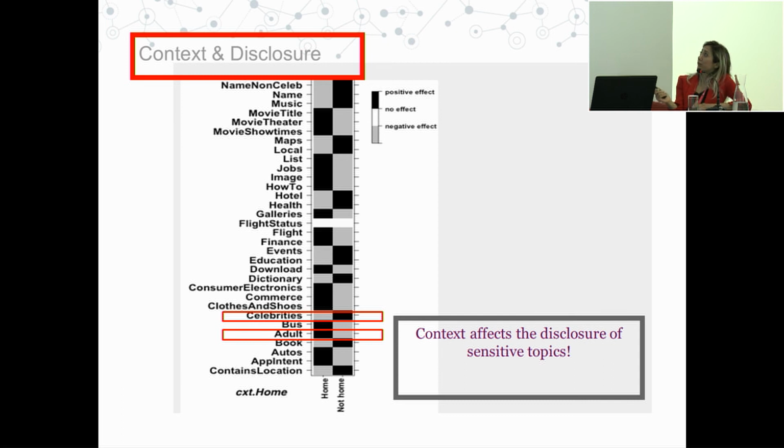But other topics, like the flight status topic, do not seem to be affected by either of these contexts. It is the same. People disclose the same amount across these two contexts, and that's quite an interesting finding, because it also suggests that the context seems to be involved in the process of deciding what is appropriate to disclose or not. If it weren't, then everything would have been flat, like context would have no effect on that.